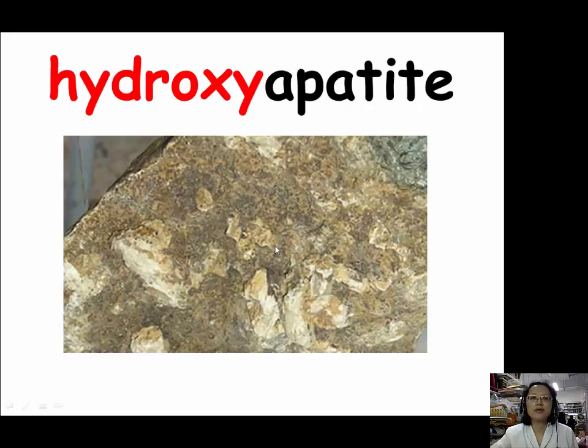Let's see our example for hydroxy. Our example is hydroxyapatite. This picture is the mineral hydroxyapatite. It's the basic calcium phosphate mineral that is the principal inorganic constituent of bone and the teeth. And the chemical structure looks like this. And this is a stone of hydroxyapatite.